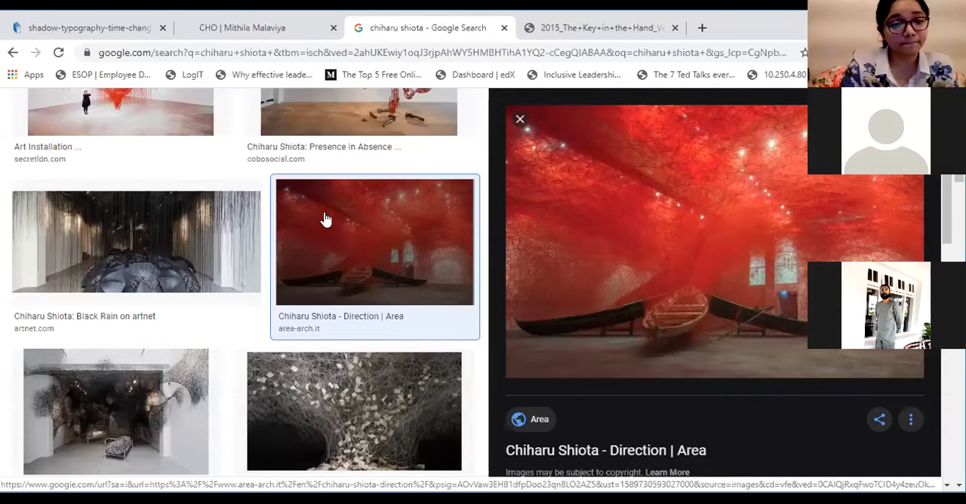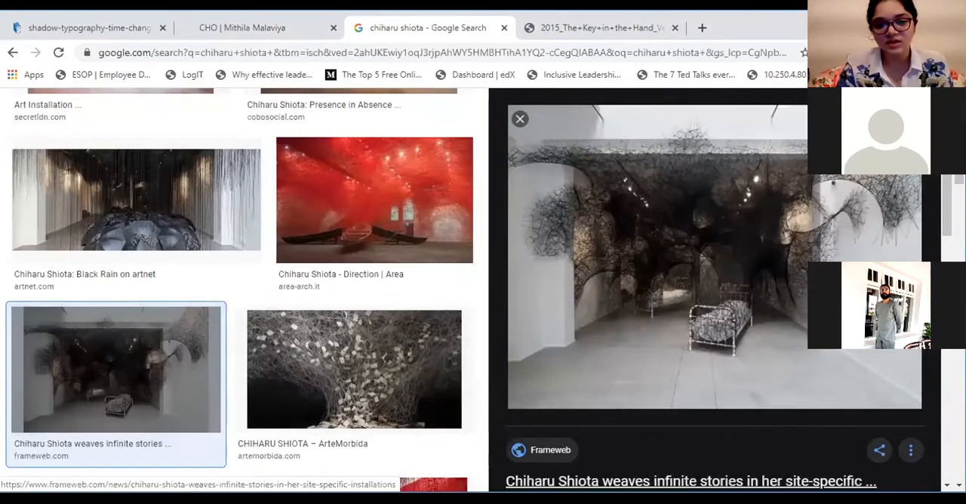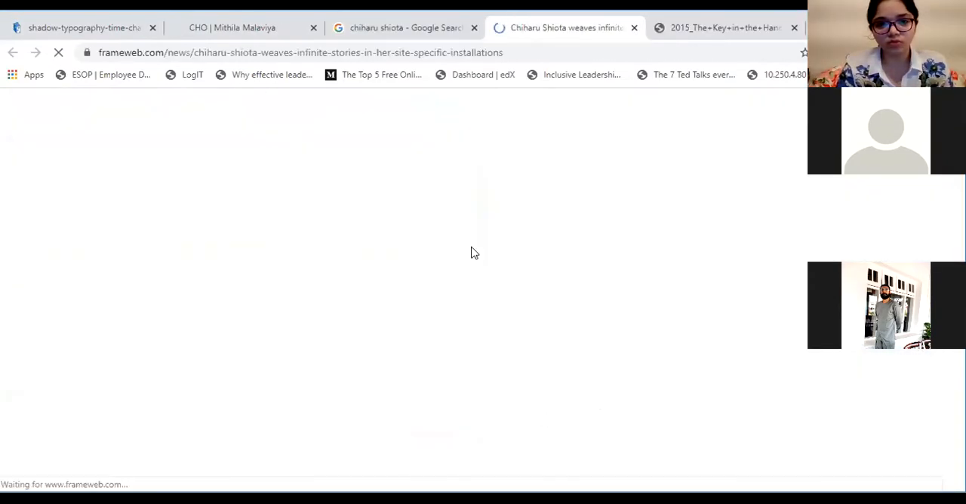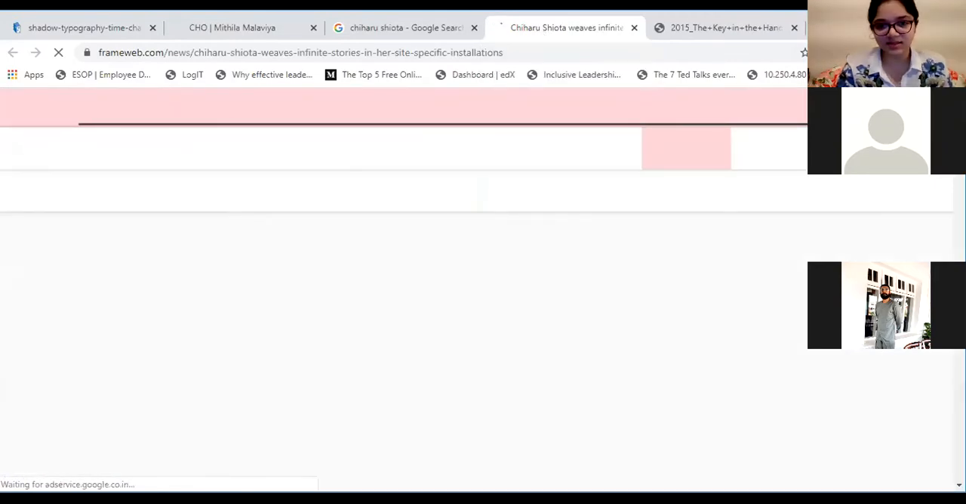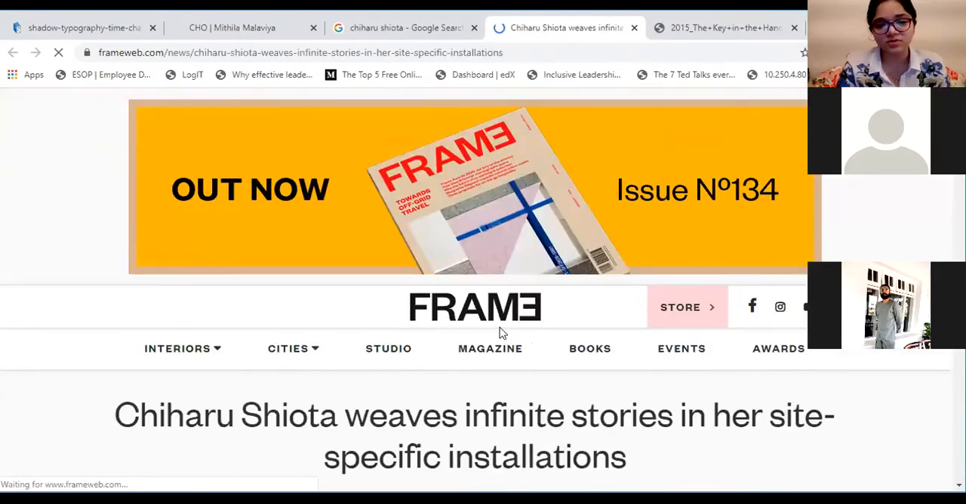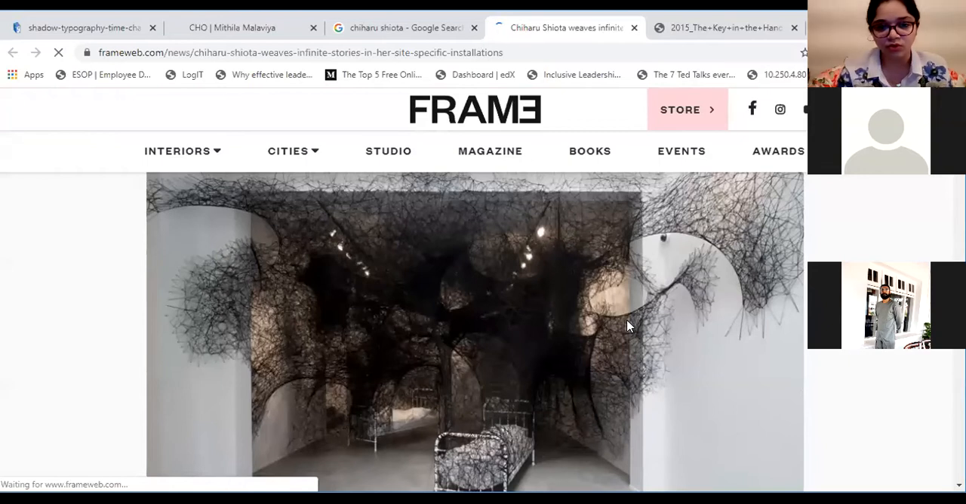Can you show the one on the bottom left? The one with the spider webs looking one. Yeah, this one. It's the same artist, right? Yes, it's the same artist. So her weaves, her webs make sure that it's her signature.